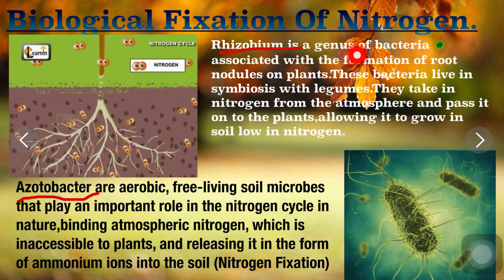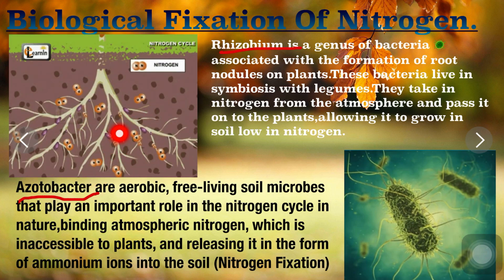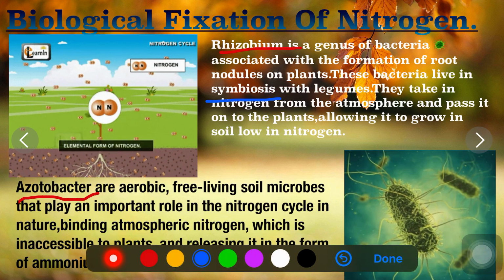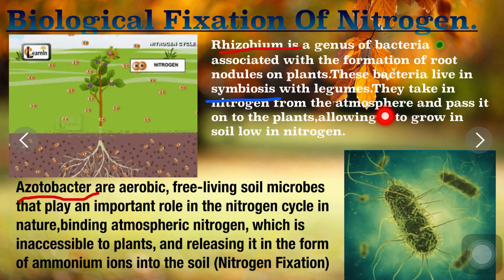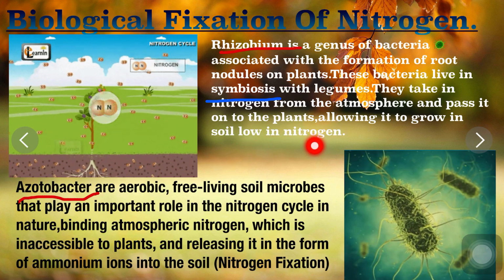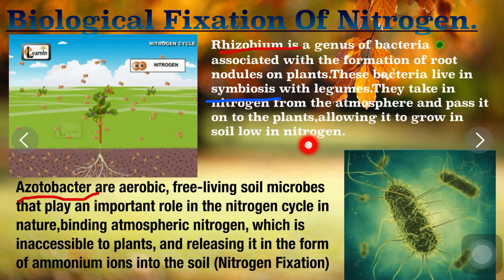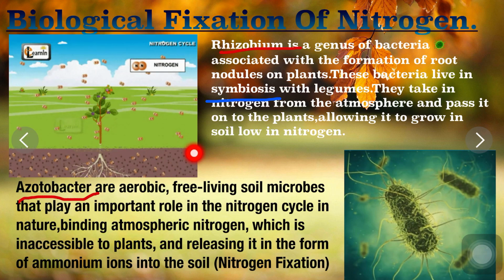Rhizobium is a genus of bacteria associated with the formation of root nodules on plants. These bacteria live in symbiosis, meaning a mutual relation, with leguminous plants. They take in nitrogen from the atmosphere and pass it on to the plants, allowing them to grow in soil low in nitrogen. These bacteria provide nitrogen for the plant to survive and for proper growth and maintenance. In return, they require protein.